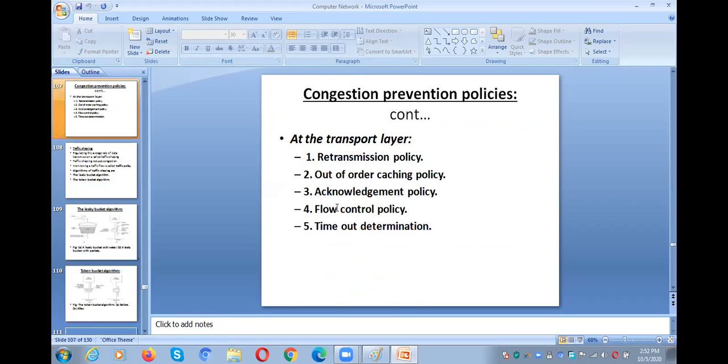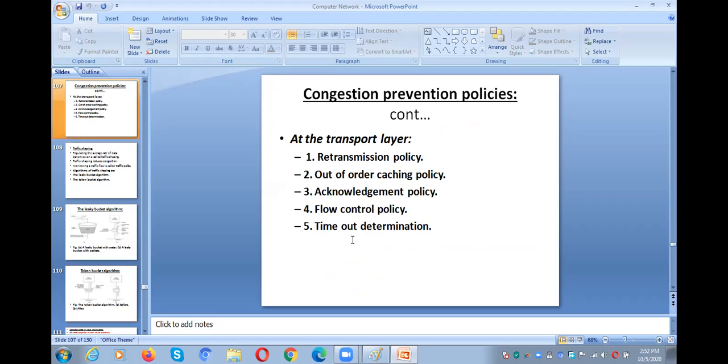And the next one is transport layer. So retransmission policy, these are same except this flow control, the timeout determination. Timeout determination means how much time it takes to transfer a packet from source node to destination node. It is not too high, it is not too low.